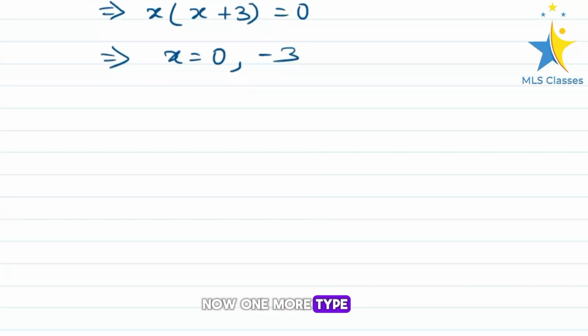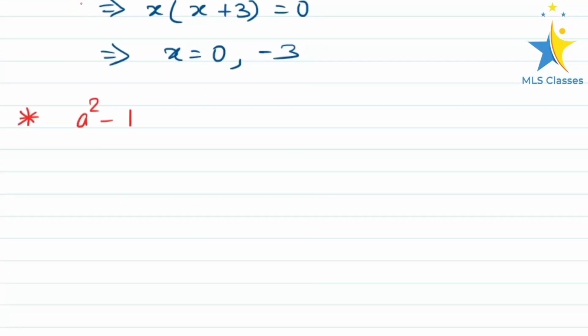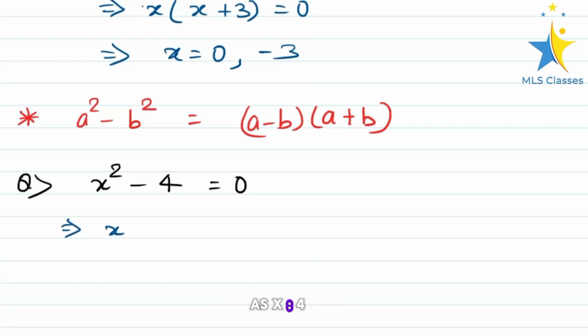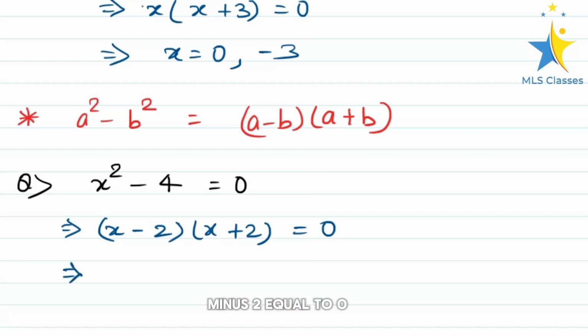Now one more type of question. For that we have to know a square minus b square, that is a minus b times a plus b. We can get this from factorization also, but this is a result which is used widely, so we have to learn it. Suppose we have the question x square minus 4 equal to 0. See, 4 is 2 square, so it is x square minus 2 square. It can be written as x minus 2 times x plus 2 equal to 0. That means either x minus 2 equals 0 or x plus 2 equals 0. So we'll be getting negative 2 and 2 as the answers.